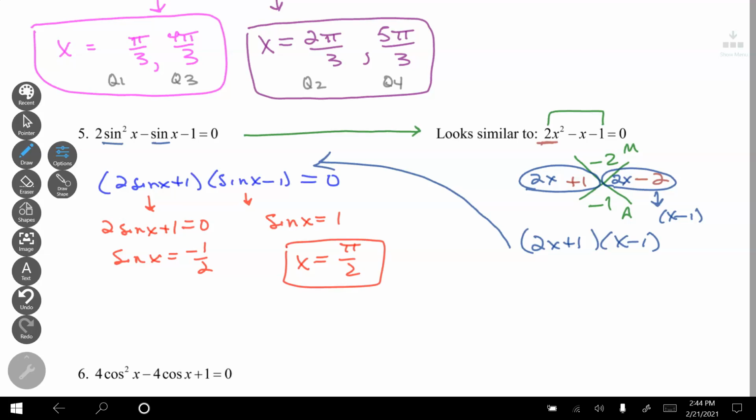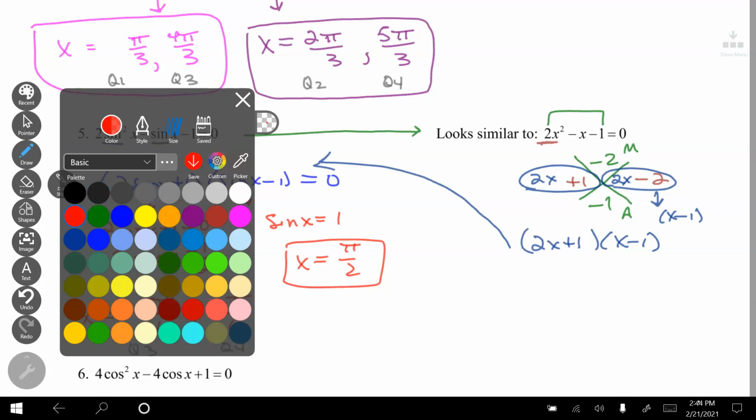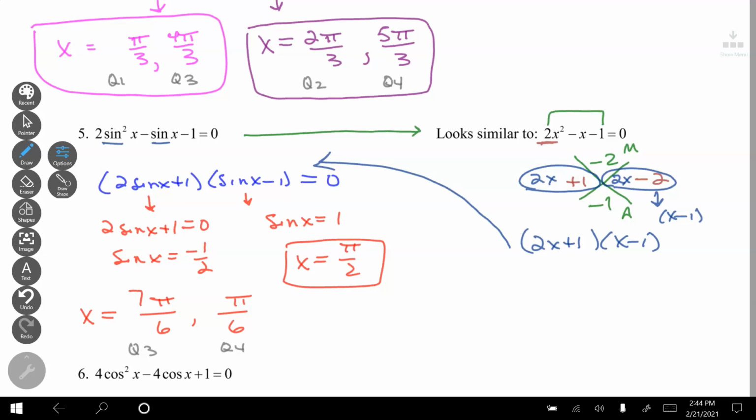It doesn't have a double answer, but this one will. Well, it doesn't even matter about the negative. I know sine of x equals 1/2 when I have pi over 6. I'm going to get another pi over 6. Now I have to think about when is sine negative. Well, that's quadrant 3 and that's quadrant 4. So in quadrant 3, that's 7 pi over 6, and in quadrant 4, it's 11 pi over 6. And these are my double solutions for that one.